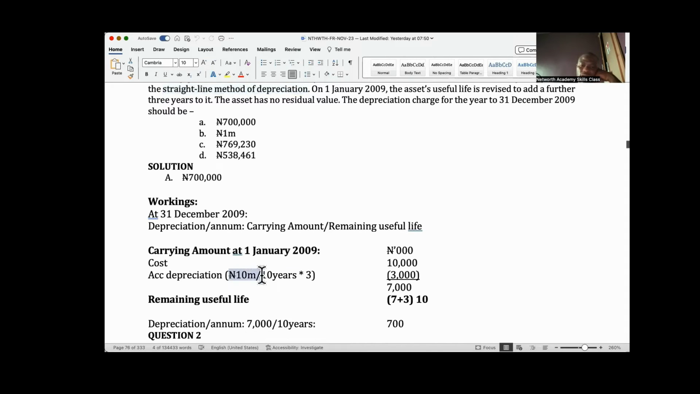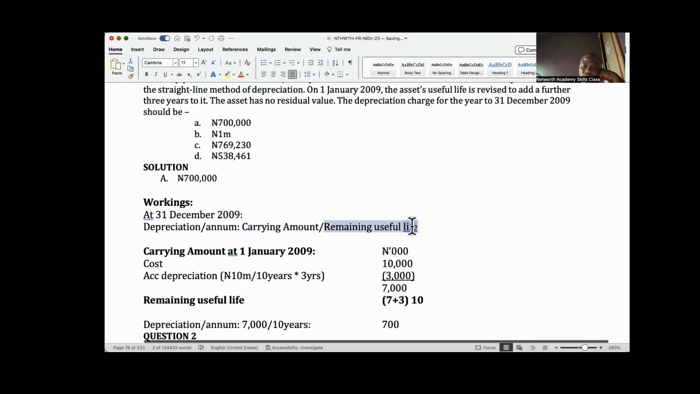So this 10 million over 10 years gives me the annual depreciation, multiplied by 3 years. So that gives me 3 million. So 10 million minus 3 million gives me the carrying amount as 7 million. So I've gotten my carrying amount.